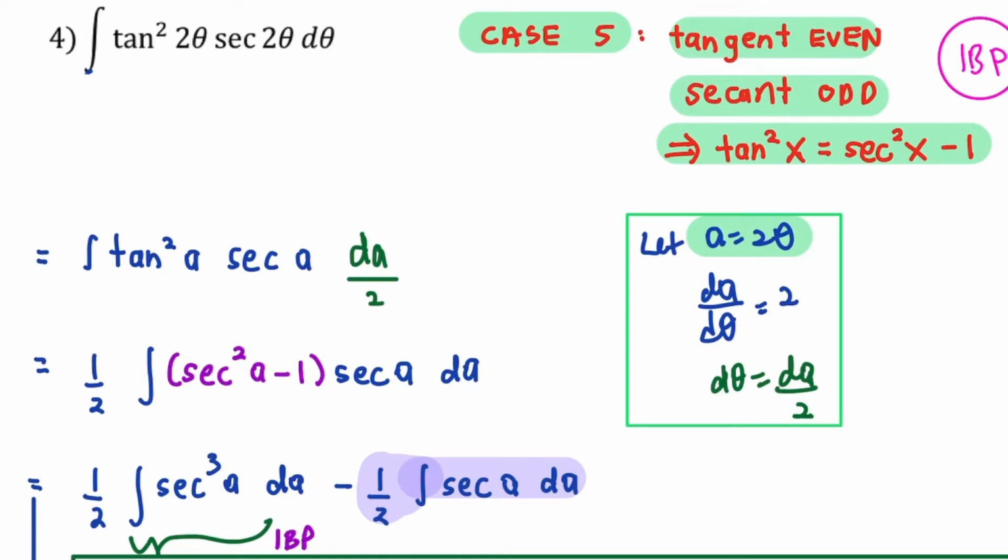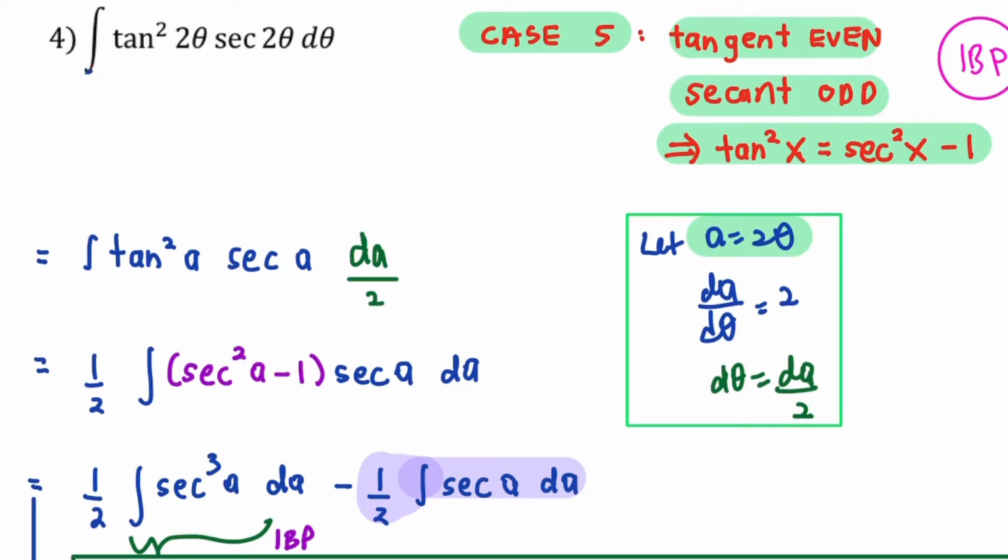Now we have come to case number 5, which is where your tangent is even and your secant is odd. So what should you do in this case? Whenever you have tangent squared x, you need to change it to secant squared x minus 1. And after that, you need to apply IBP, integration by parts. So let's see the first example here.